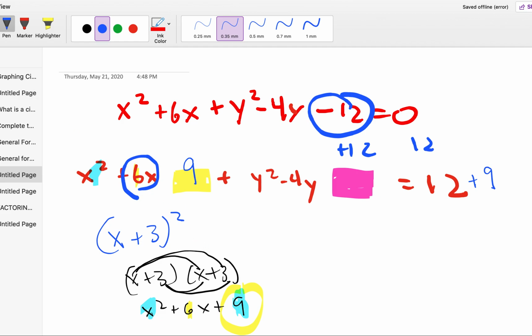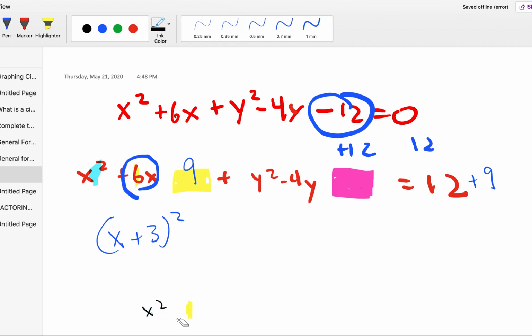Now, to recap, first thing I did is I got half of this term and put it here. Now to get the 9, I have 3 squared, so I really can just look right here. 3 squared is 9, so I do it to the other side as well. So that's the process I use, and it's the same idea, it's just done in a slightly different order.